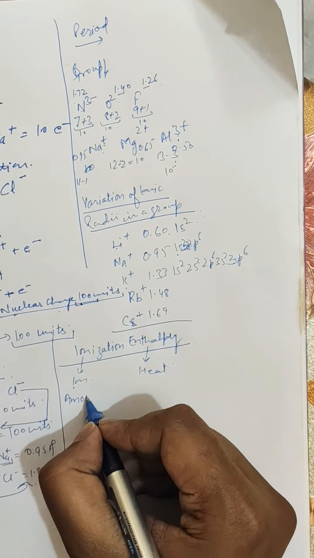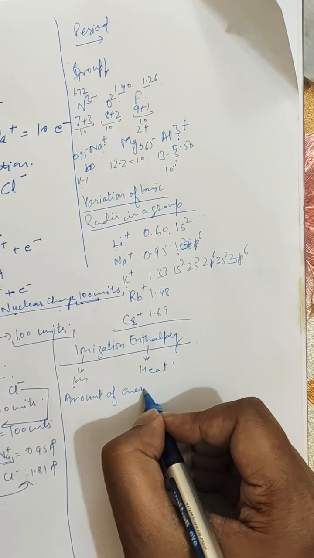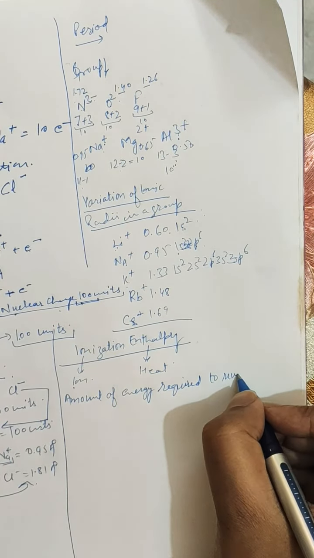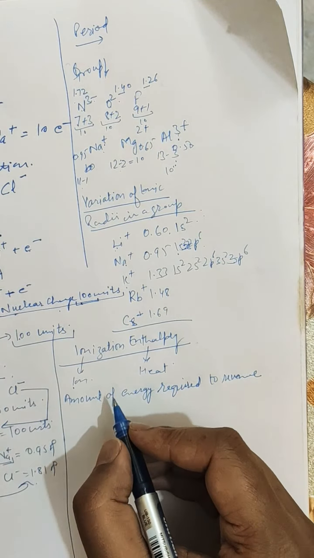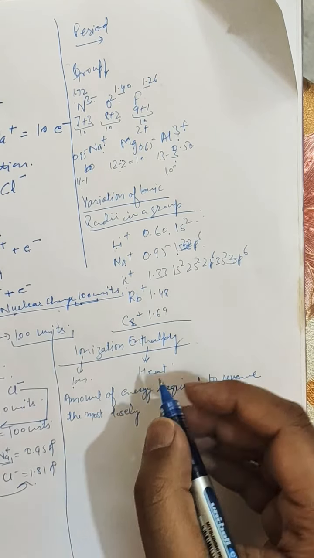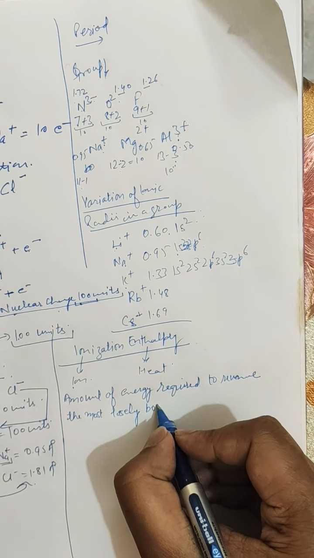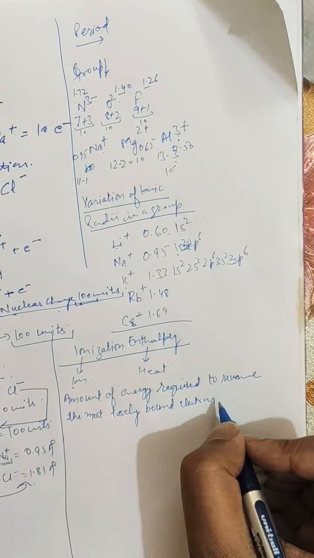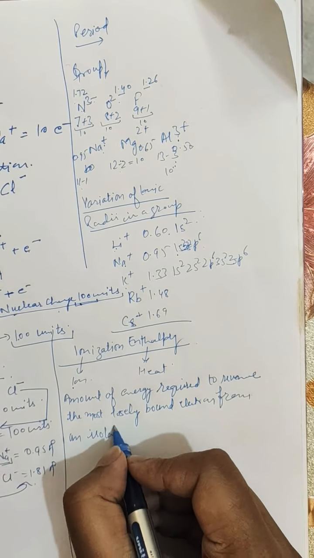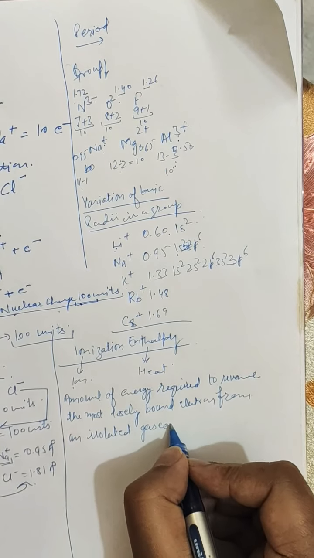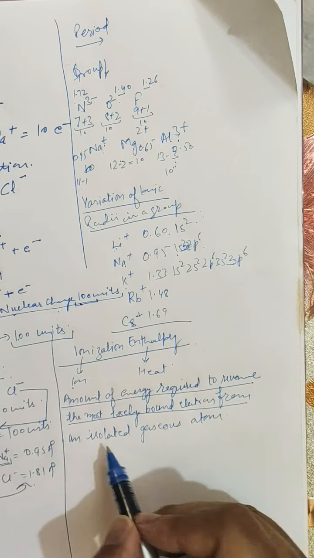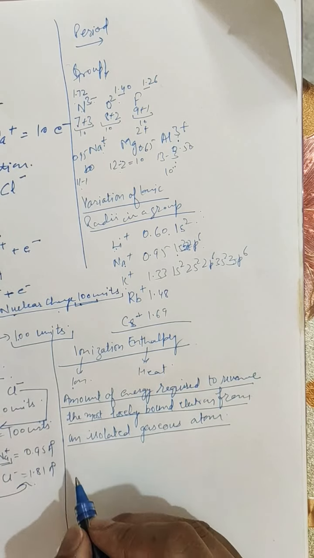So it is the amount of energy required to remove the most loosely bound electron from an isolated gaseous atom. So what will be the result of removal of the electron?